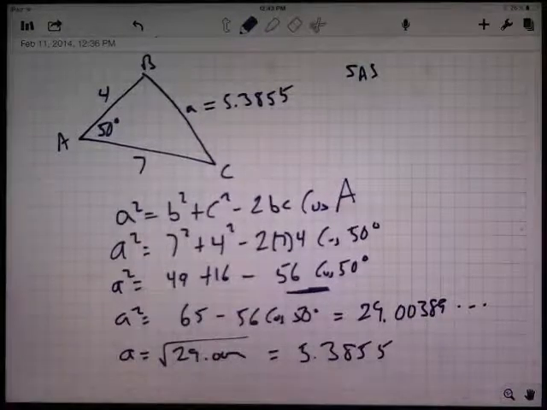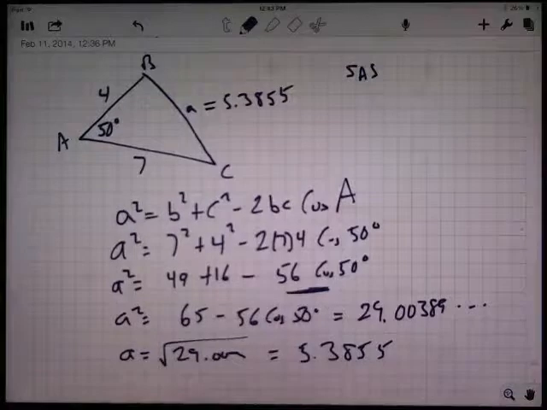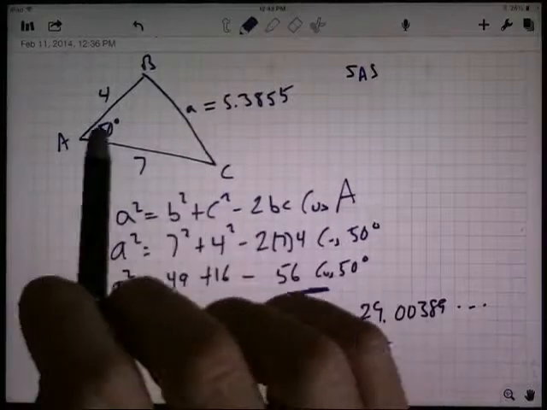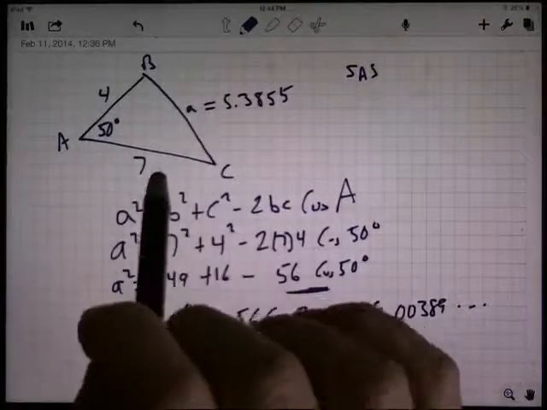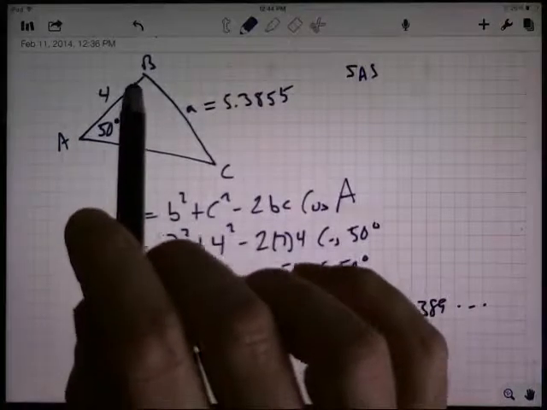The thing that I have to be careful of is that whenever I use the law of sines to find an angle, there's the possibility of two solutions. However, the triangle doesn't necessarily have that possibility, because I look at this triangle right here and I see the three side lengths, 4, 5.3, and 7. 7 is the biggest one, which means B is the biggest angle.